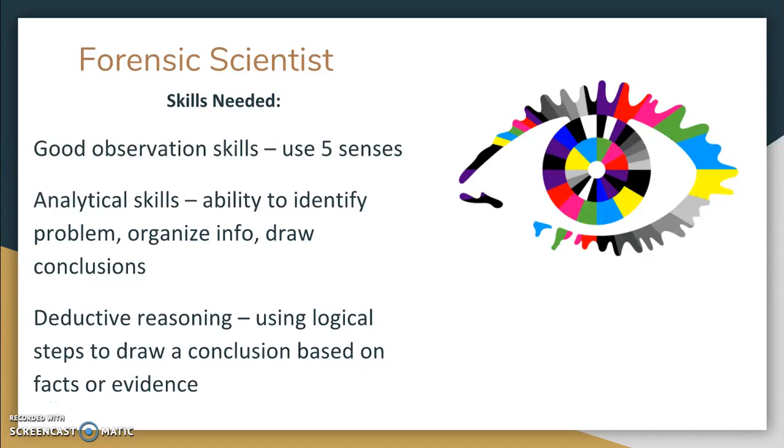As we have seen through the first activity or so, good observational skills are needed using all 5 senses. Analytical skills, so identify problems, draw conclusions, organize all that information. And then deductive reasoning is we draw conclusions based on facts or evidence.